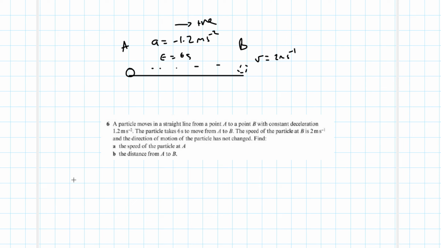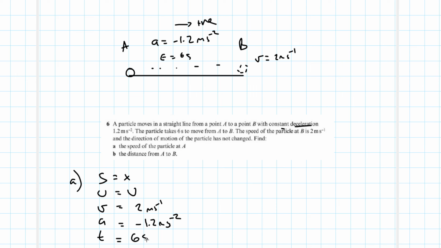So first of all, it wants to find the speed of the particle at A, which is going to be our initial speed. So the way we set this up is we should always write SUVAT. We don't know the distance, so we're not going to use S. U is what we want to find, so we'll call that u. Our final speed at B is equal to 2 meters per second. Our acceleration, because we're decelerating, we take this as a negative 1.2 meters per second squared, and our time is equal to 6 seconds.